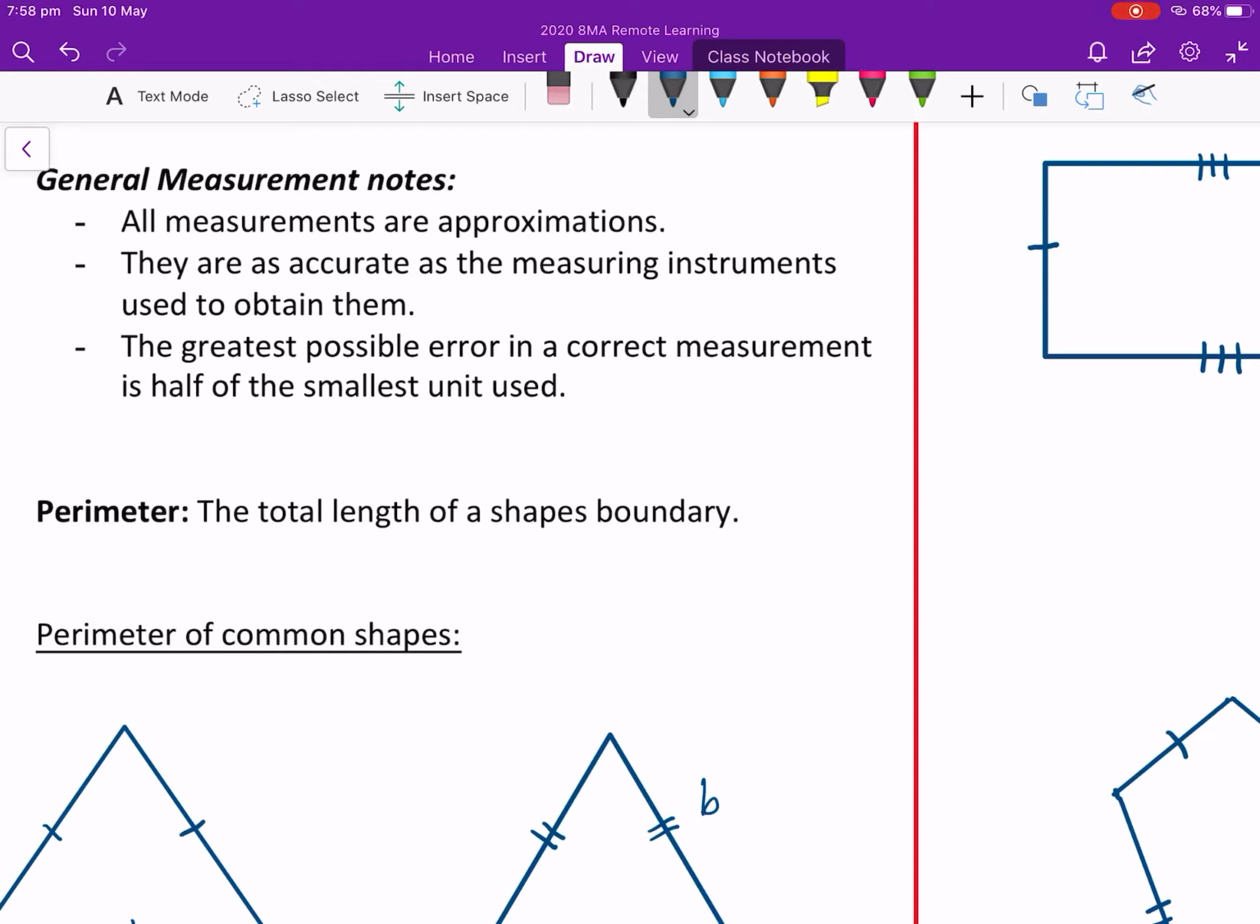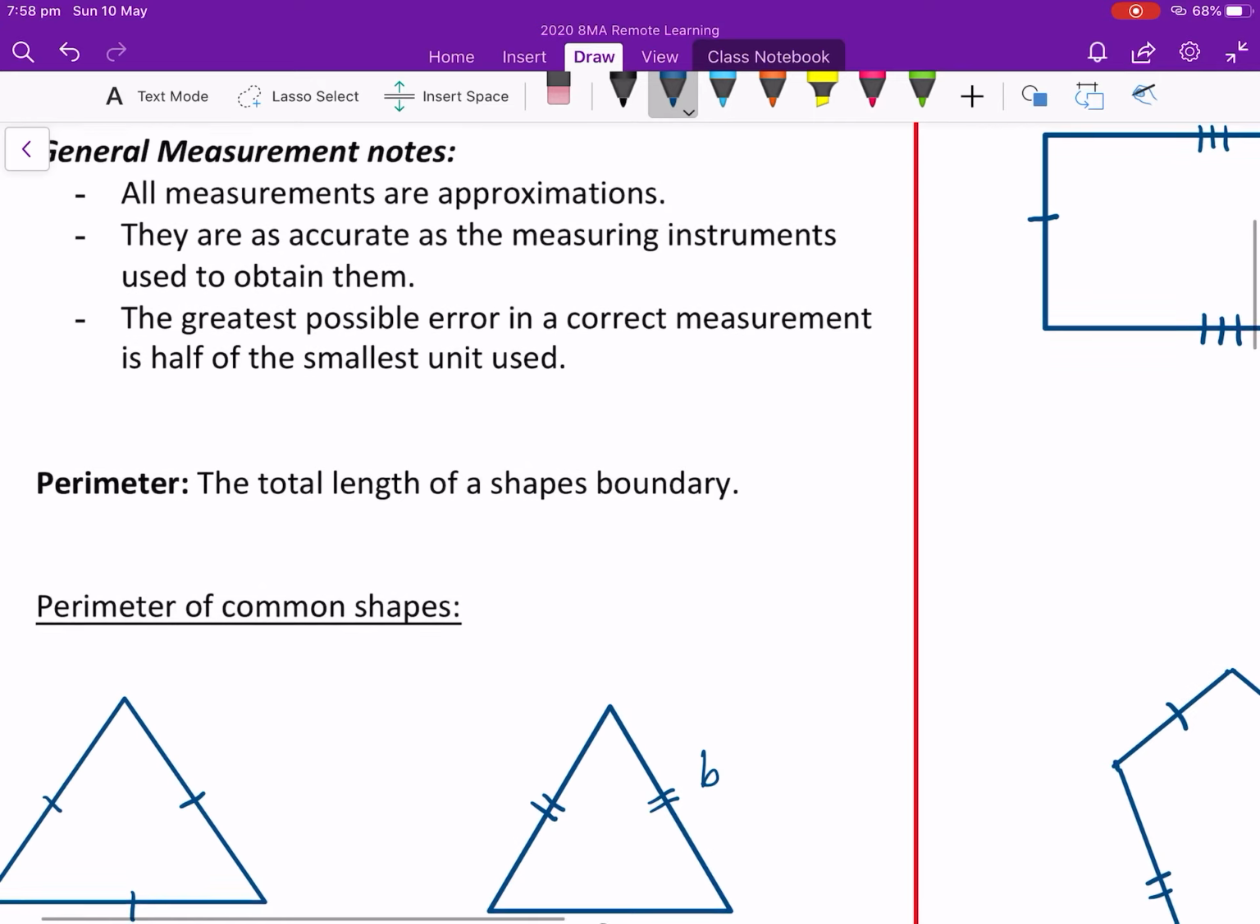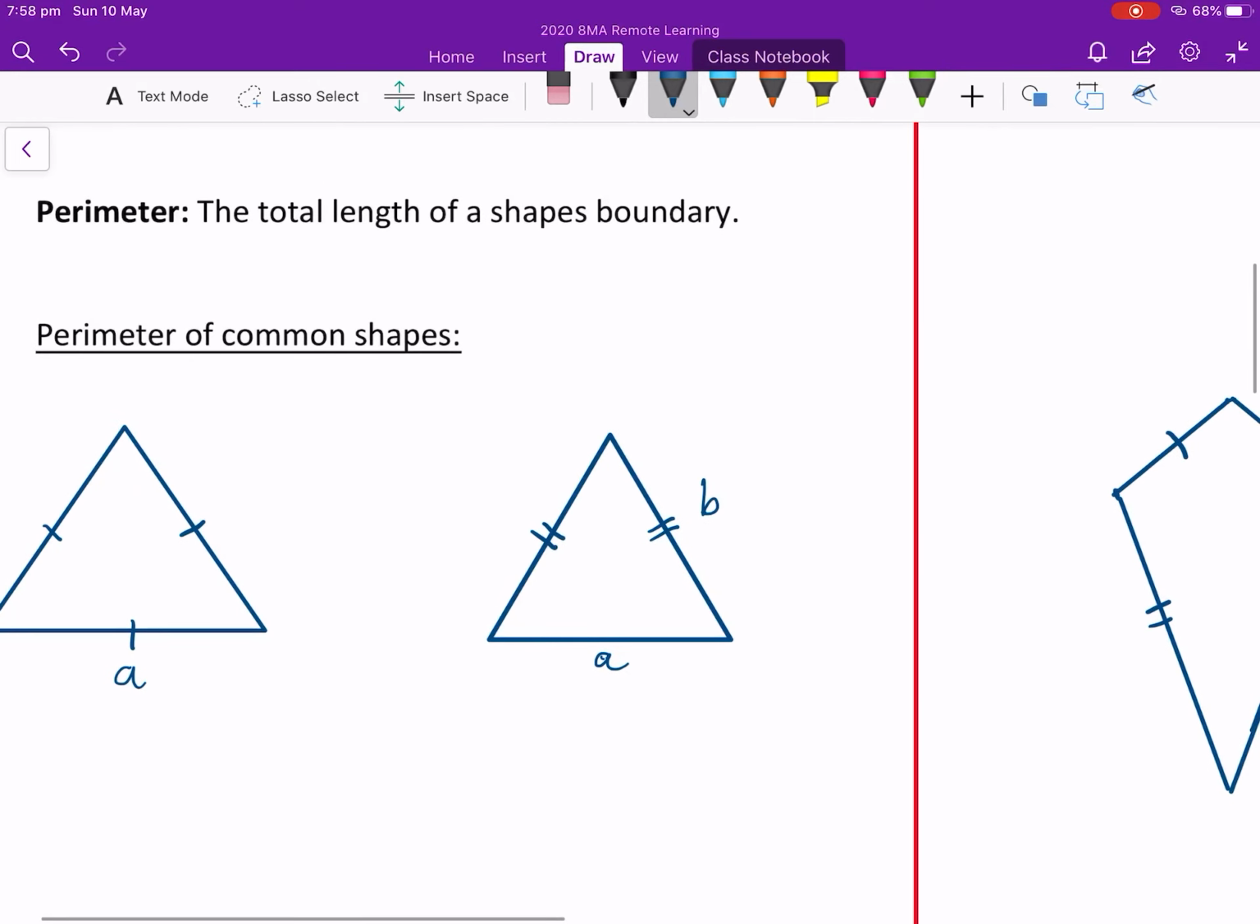Now, technically, it could even go down to further measurements of nanometers and things like that, and that would give us a more accurate measurement, but it will still also only be an approximation. So let's have a look at perimeter. So the perimeter is the total length of a shape's boundary. It's the outside of a shape.